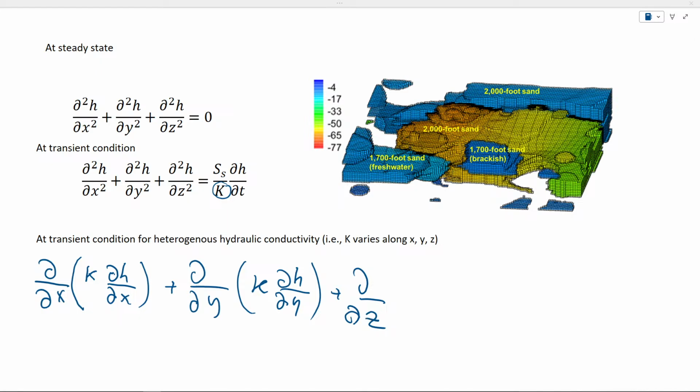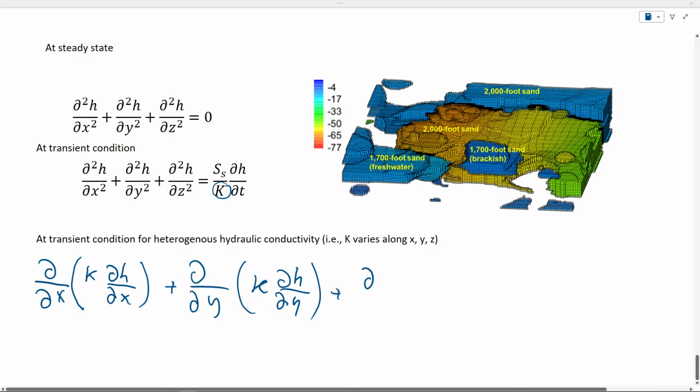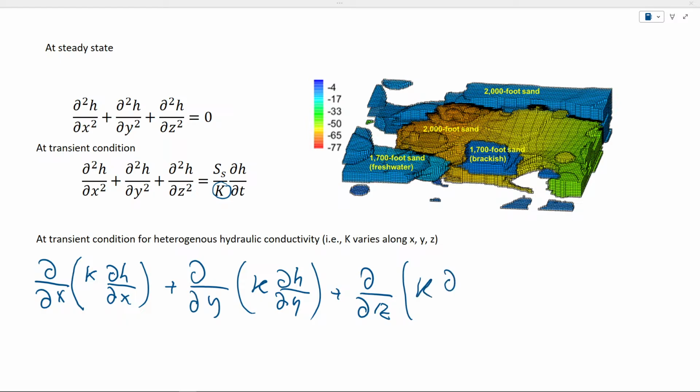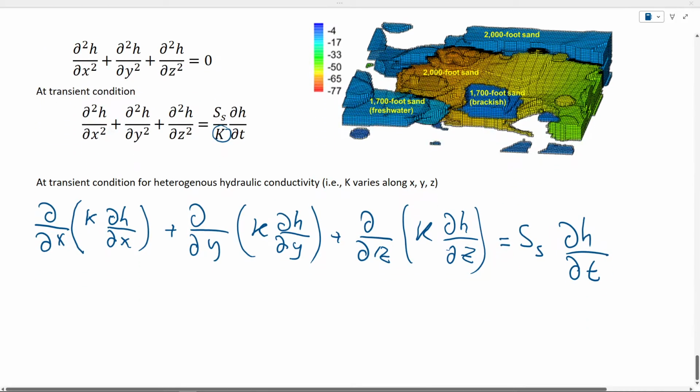I have a typo here. Sorry. Okay, partial over partial z of K partial h over partial z. That will be equal to partial h over partial t. Okay, which you can also write.